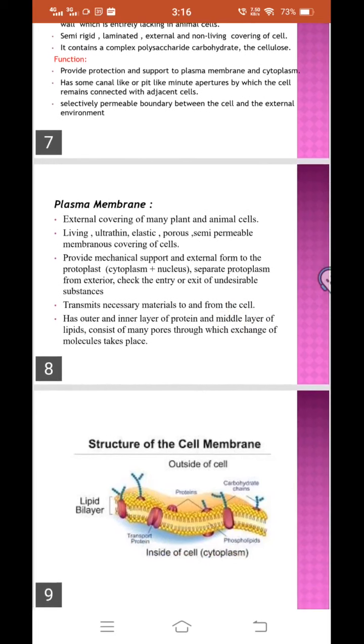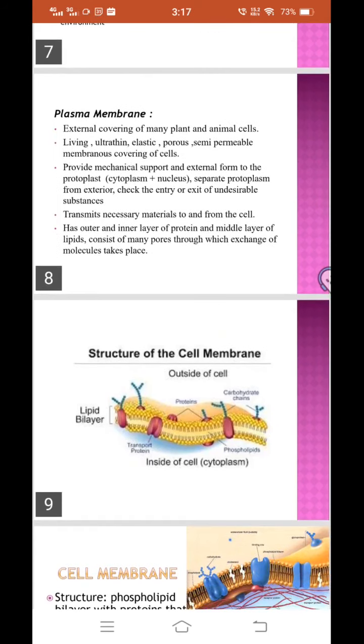So this plasma membrane is responsible for transmitting the necessary material, that is the material which is beneficial to the cell. That material passes into the cell, and material also passes from inside the cell to outside the cell, okay? So this plasma membrane is also semi-permeable in nature. It means it allows certain substances to pass through the membrane.